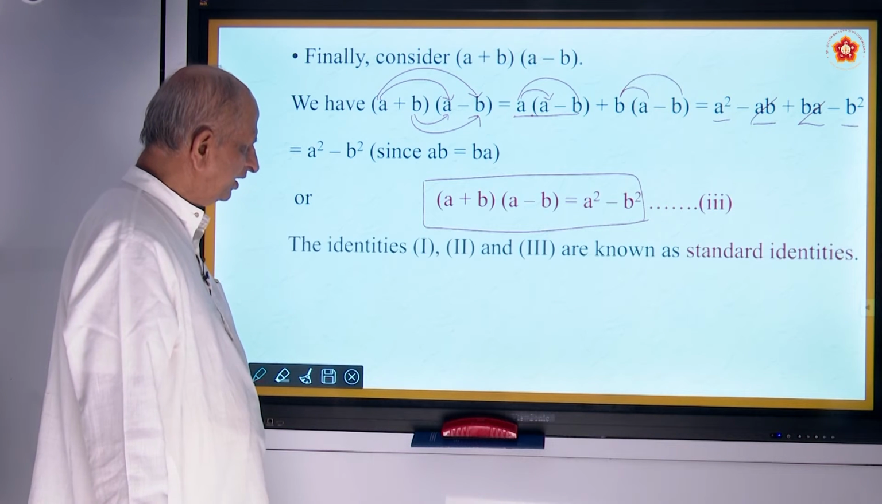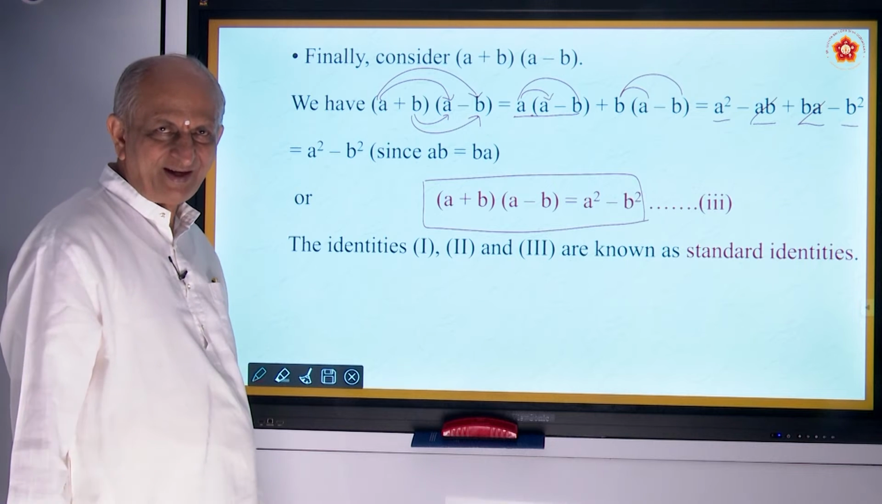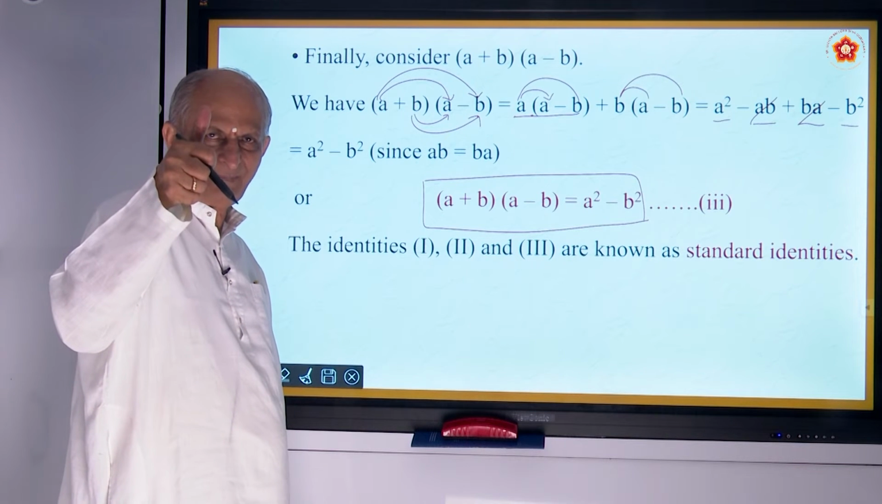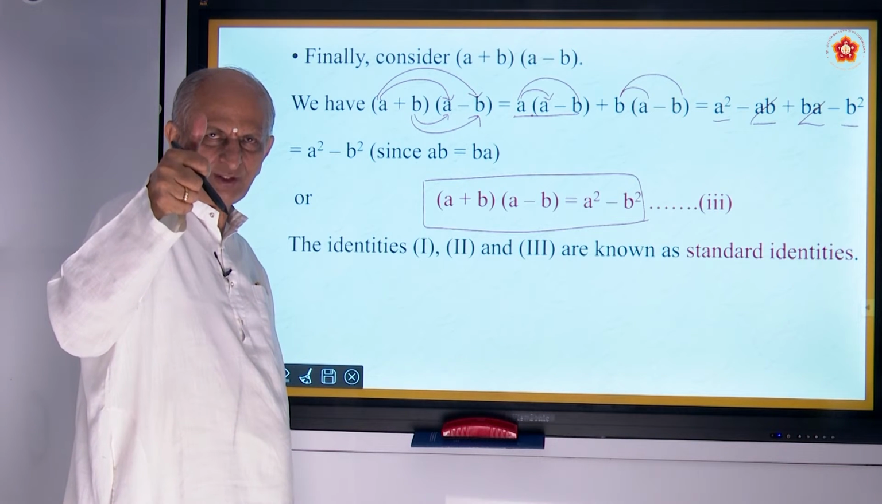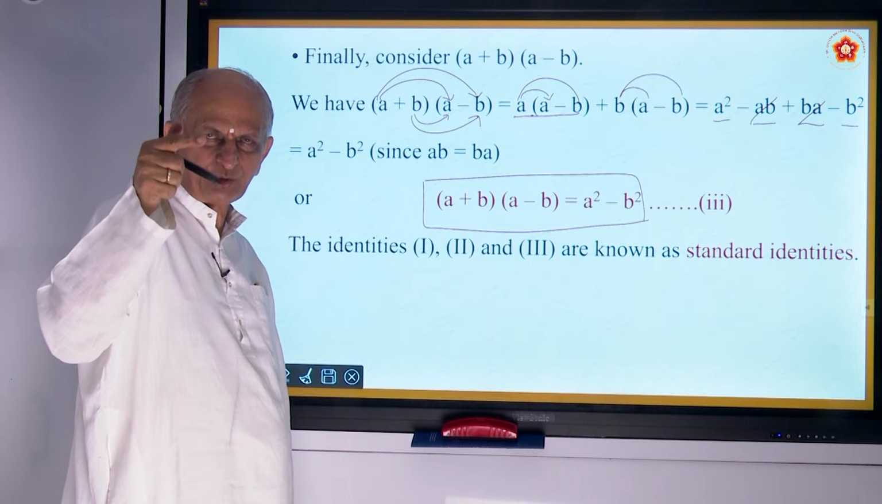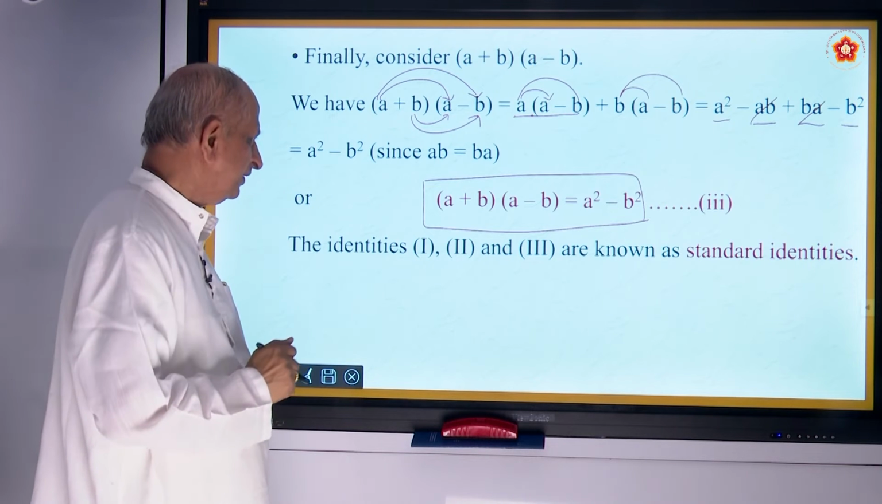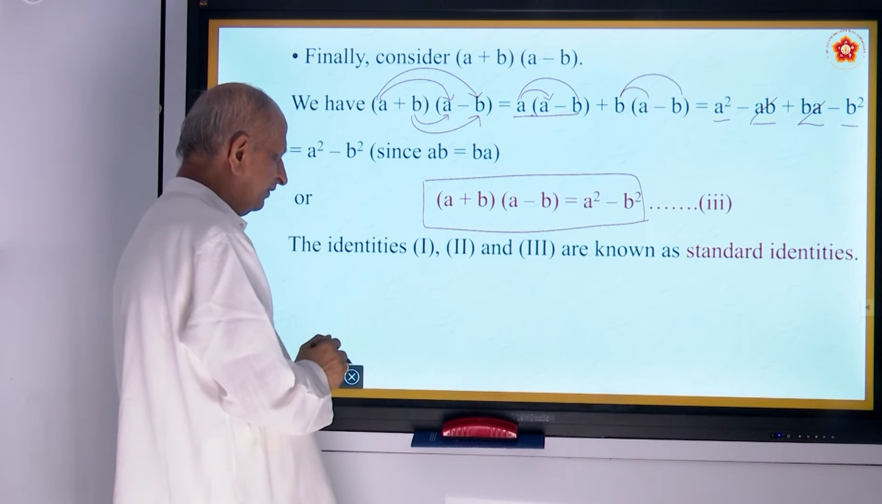Okay, these are called standard identities. What are they? First one, A plus B whole square is equal to A square plus 2AB plus B square. Second one, A minus B whole square is equal to A square minus 2AB plus B square. Third one, A plus B into A minus B is equal to A squared minus B square.